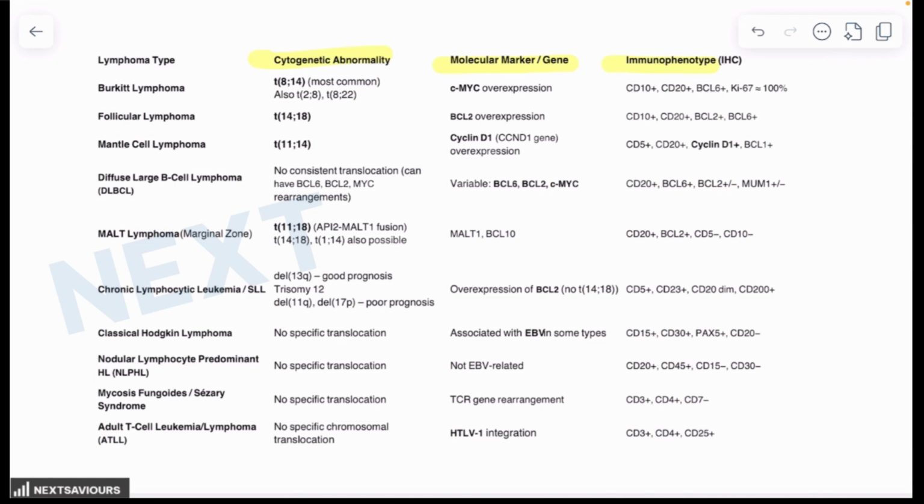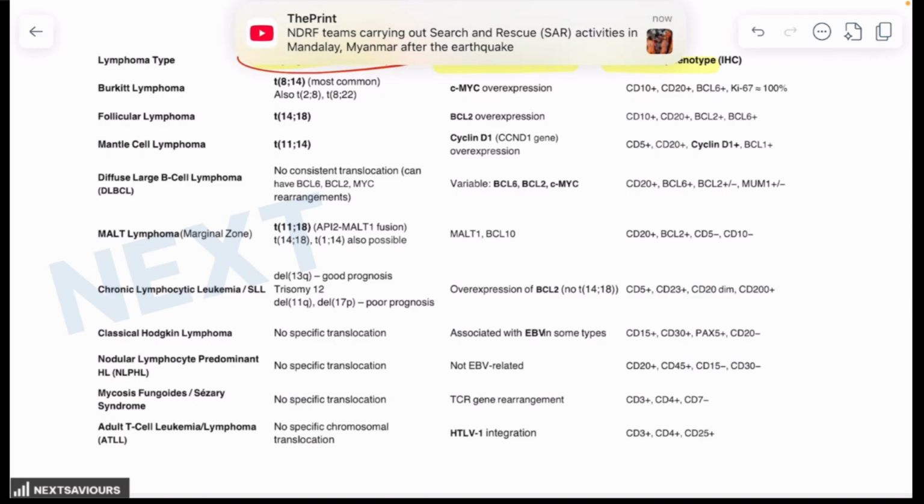Now, out of this table, it could be the question itself, where they give you some of the clinical features and the histopathological features, and then they will ask you what is the likely cytogenetic abnormality. Or they can give you these abnormalities in the question itself, and then they will ask you what is the answer for that particular question.